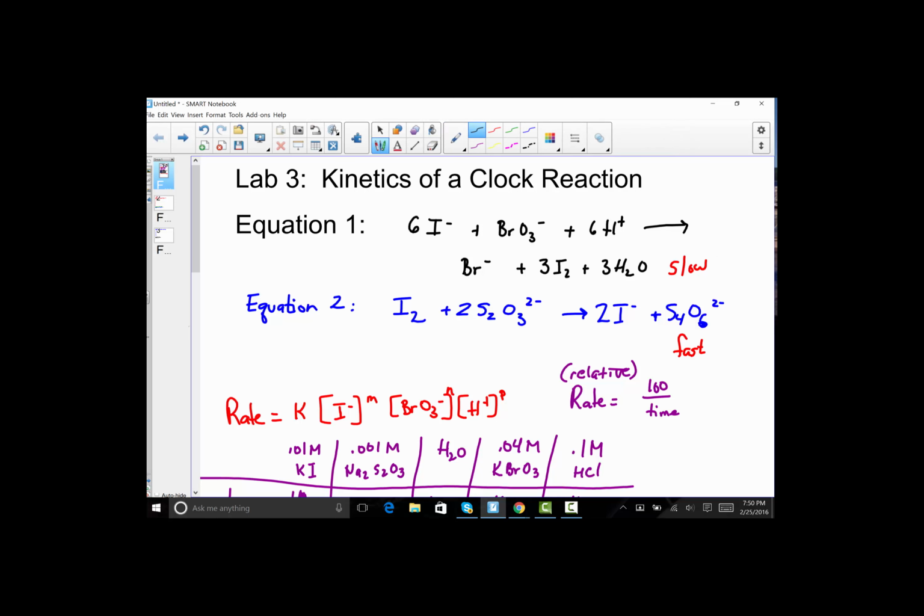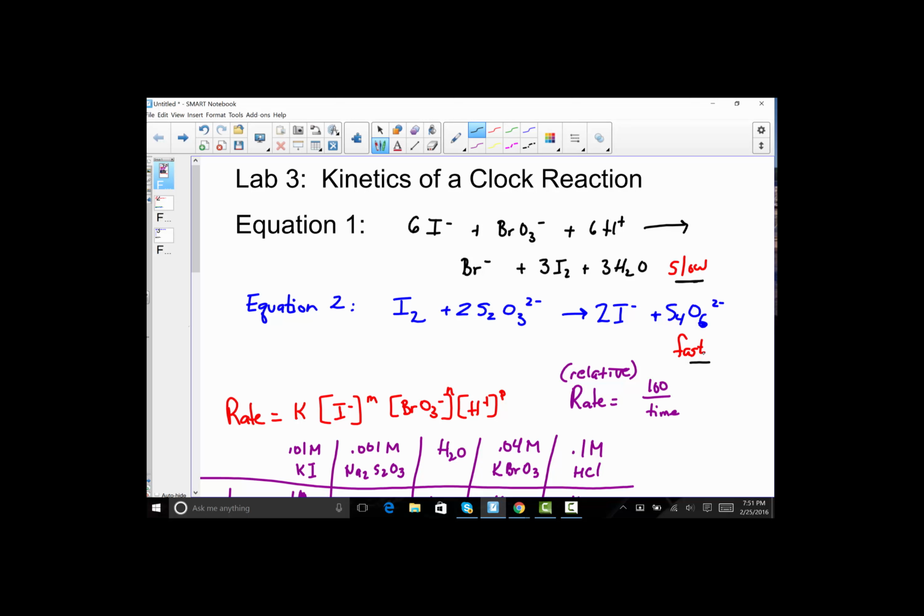Equation number 1 has the iodide plus the bromate reacting with an acid, H+, which the jar was HCl, forming bromide, molecular iodine, and water. In the kinetics, this is actually the slow step. Now the second equation that's also happening in the beaker is this molecular iodine reacting with the S2O3 2- polyatomic ion, forming 2I- and then the S4O6 2- polyatomic ion. And this, in this two-step equation, is the faster of the two steps.